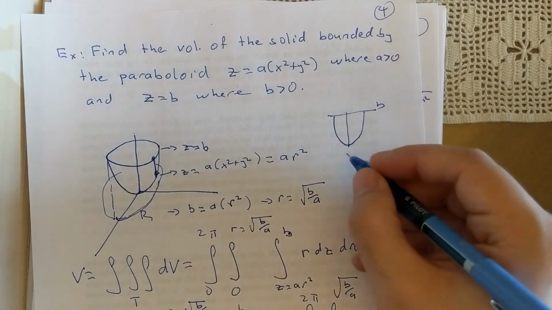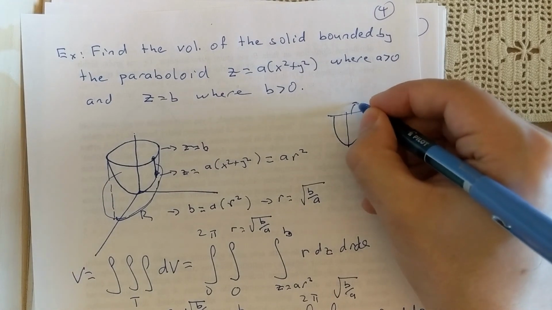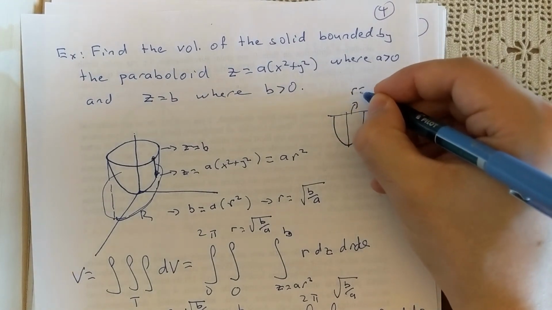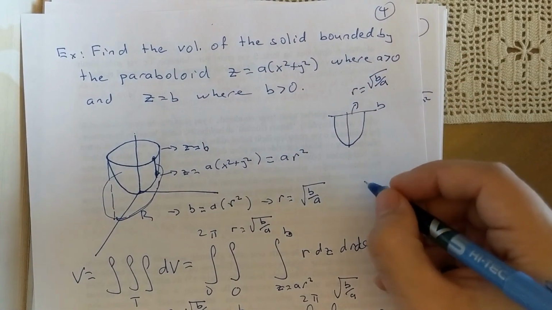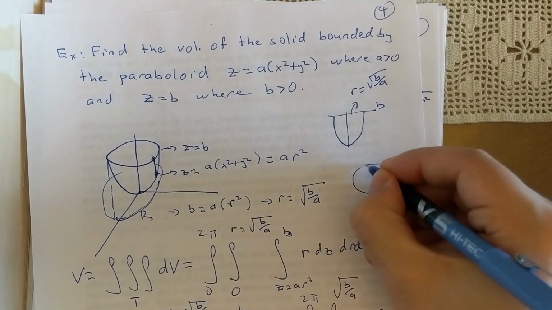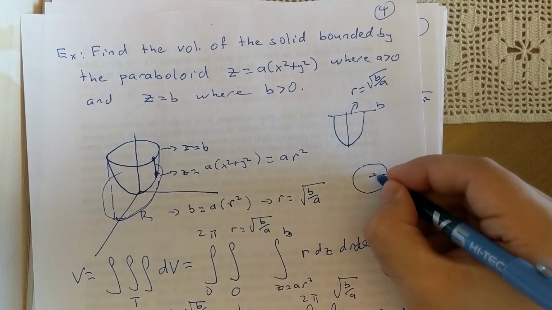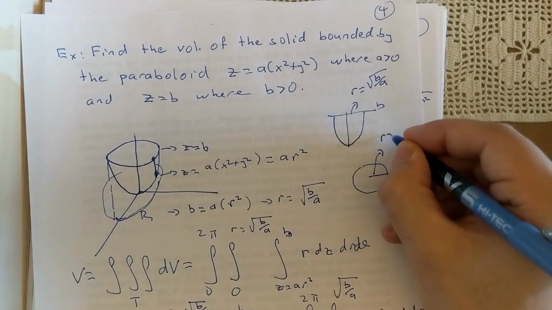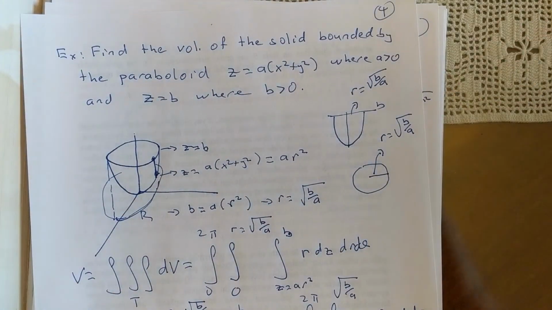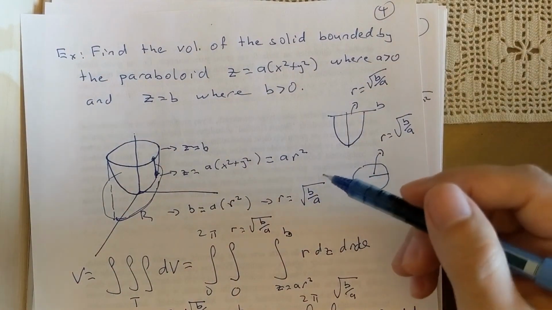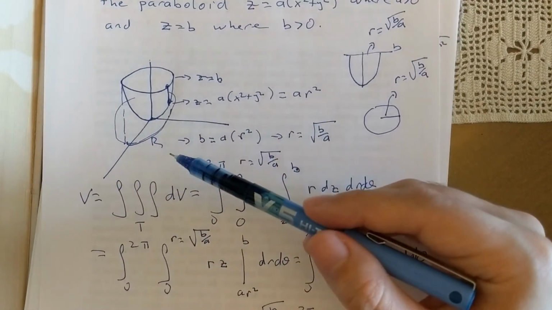So basically, when we're talking about the region here, this distance here is the square root of b over a. Which means on the projection on the xy plane, the radius of that region is also going to be the square root of b over a, the projection of the paraboloid from the top. Okay. So if I wanted to set the integral up over this solid, I want to find the volume.